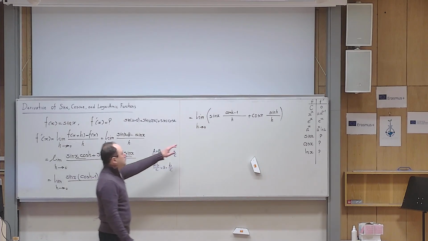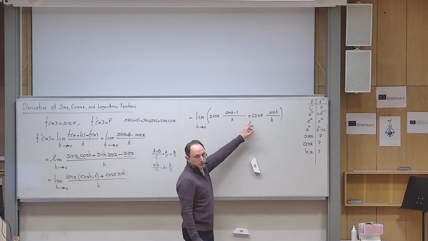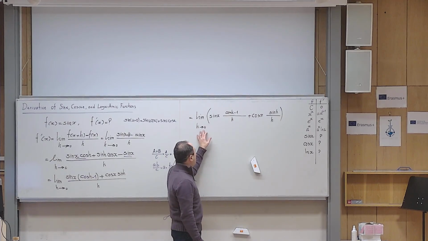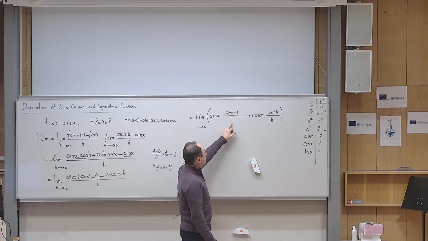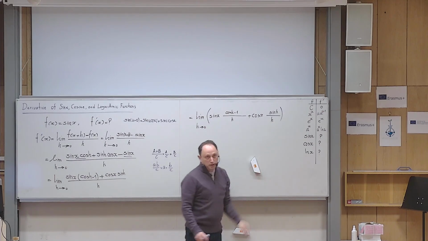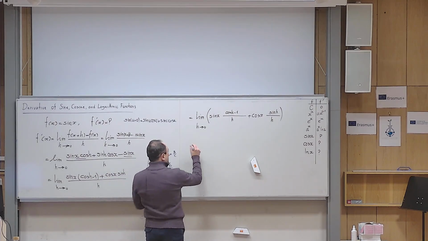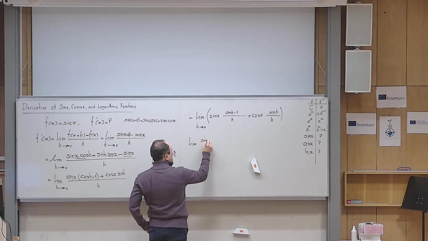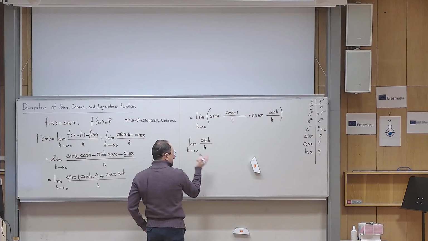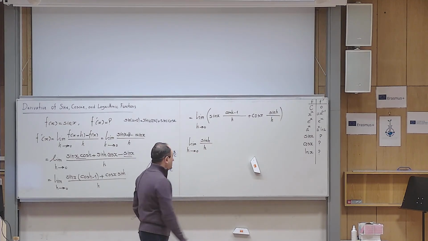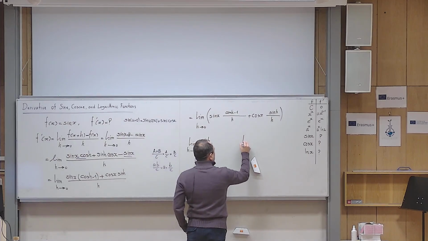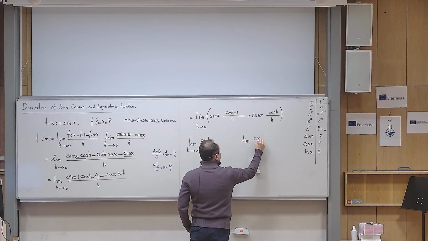So I do not have any problems with sine x and cosine x because they don't depend on h. Whatever h is, they don't care. This is sensitive to h, this is sensitive to h. So it means that I have to calculate two limits. If I want to prove it rigorously, that is above what you can do at this level. But you can, of course, understand that. So I need to calculate this limit, and I need to calculate this limit.